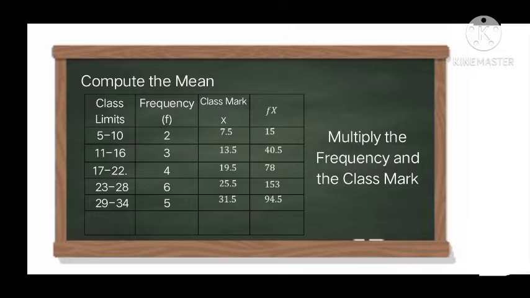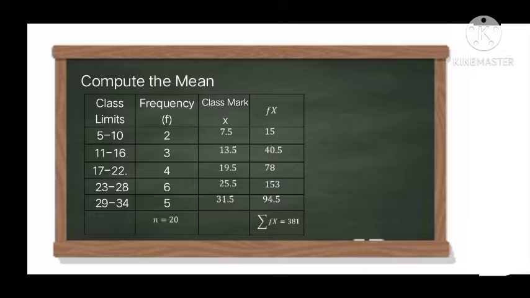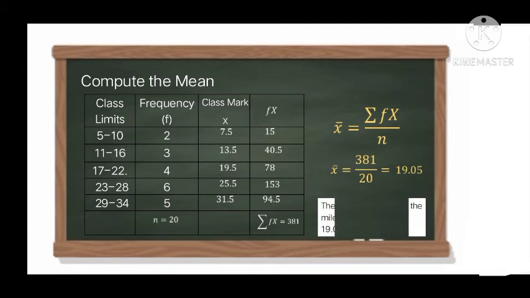The total number of observations is 20. And the summation of the frequency times class mark is 381. We're going to substitute the value of the total number of observations and the summation of the frequency times the class mark. So we have 381 divided by 20 is equal to 19.05. Therefore, the mean of the miles run per week is 19.05.